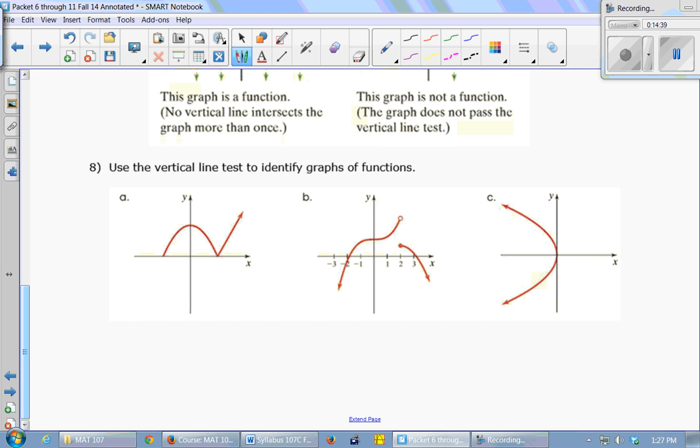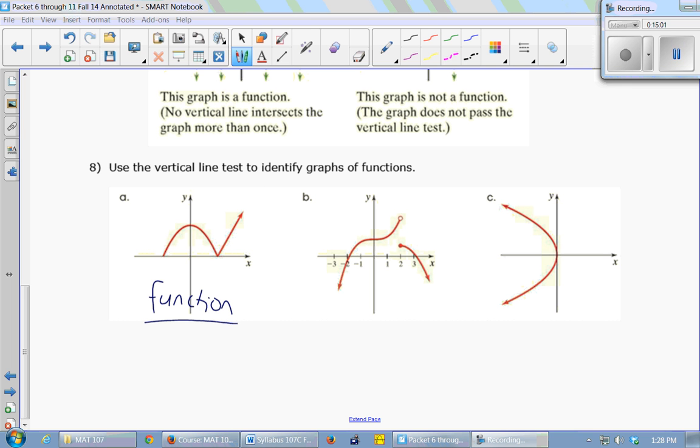Okay, so let's take a minute and just write down whether or not these are functions using the vertical line test. So A, take a vertical line, start on the left, sweep it through. Does it ever hit in more than one point? Nope, so this is a function.